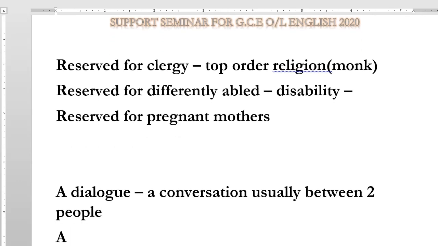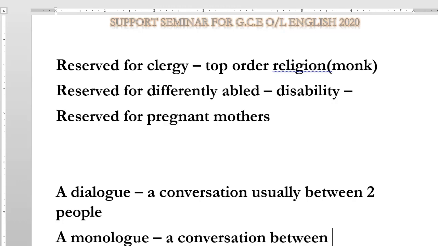What about a monologue then? A monologue, as you know, mono means one, is a conversation between, is it two people? No, it's just between the same person. So if the person is conversing with himself, I'll write between himself, even though you know what I mean by this. It is what we call a monologue.